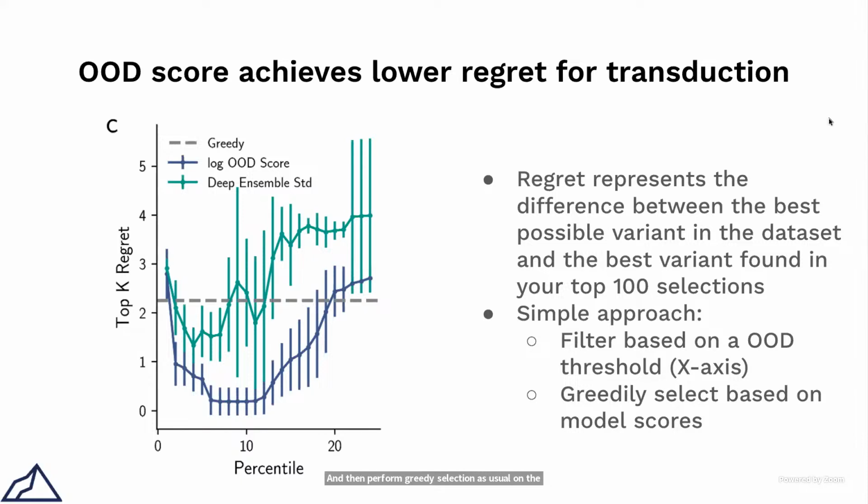So let's take the example of the 10 percentile mark. Again, we know high scores correspond to more out of distribution. So we want things that are lower scores because those are more likely to be in distribution. At the 10 percentile mark, we take the 10% of sequences that have the lowest OOD score, and we perform this greedy selection both for the OOD score and the deep ensemble score. And we see across the board that you're going to achieve lower regret with this method.